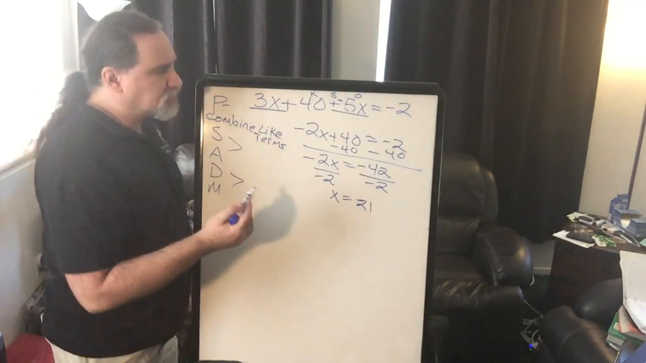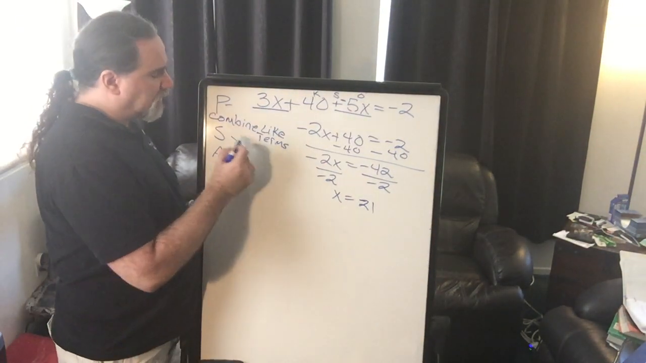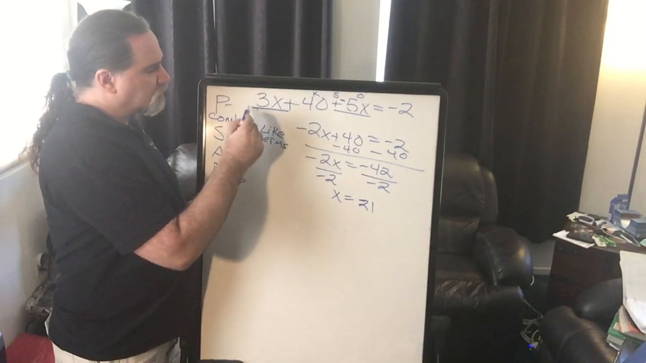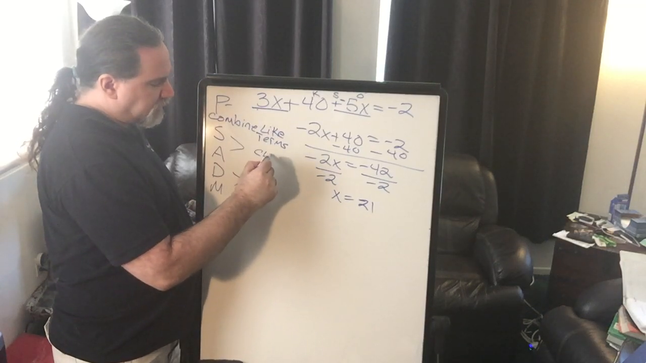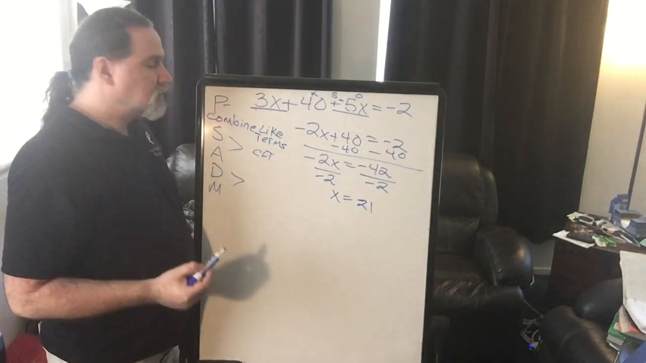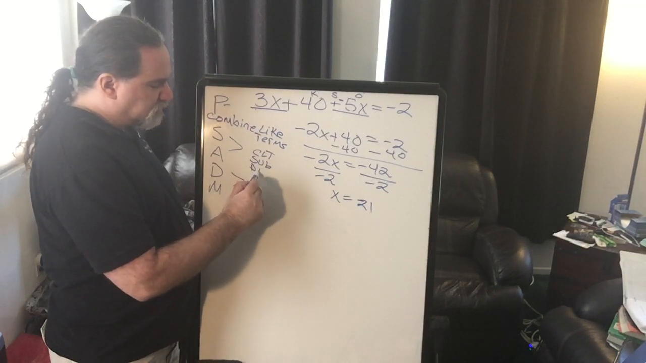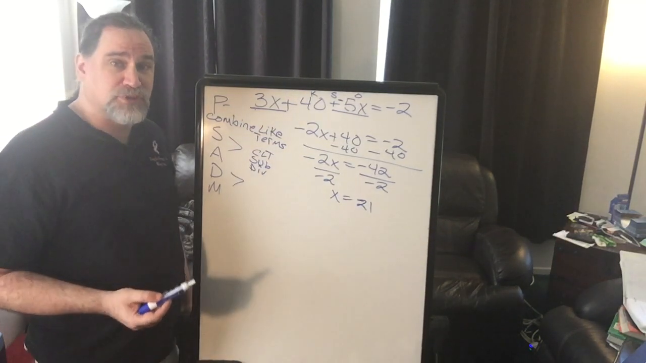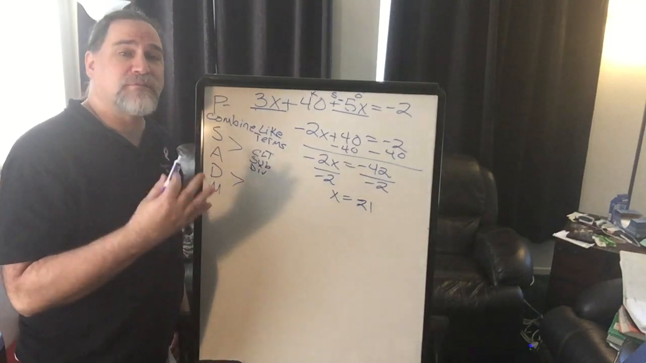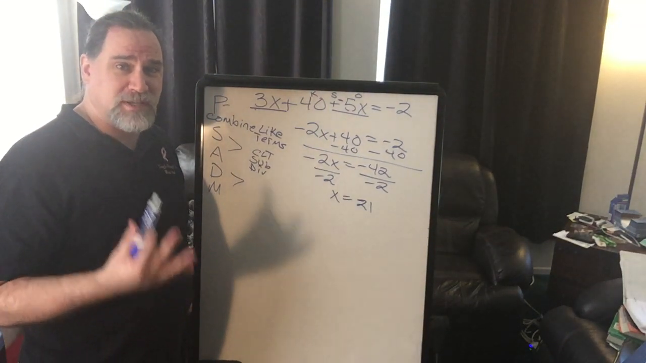But you can see very clearly that we did 3 steps here. We combined like terms. So step 1 was to combine like terms, CLT, I guess. Step 2 was to subtract, and step 3 was to divide. So there's our 3 steps, where the first step now is to combine like terms.